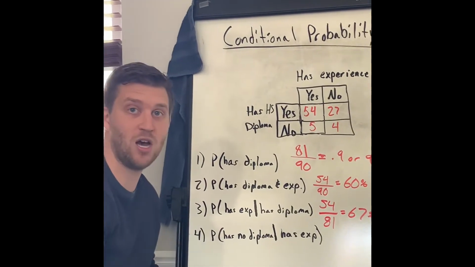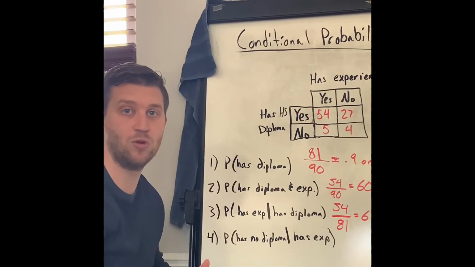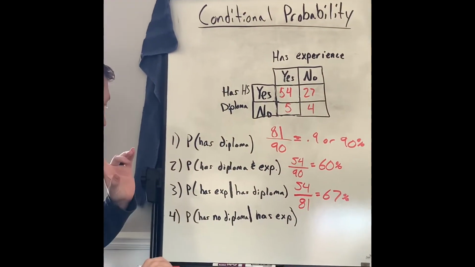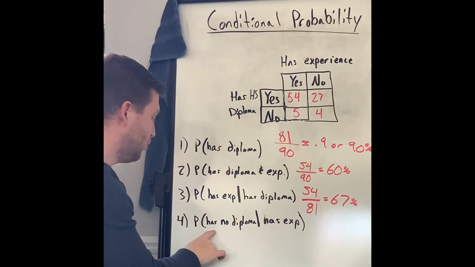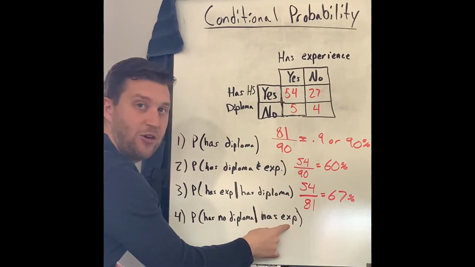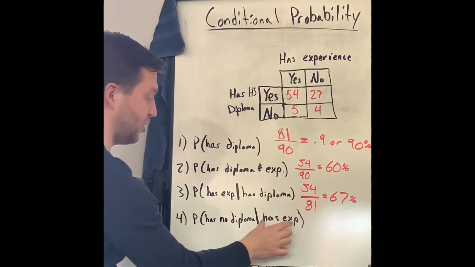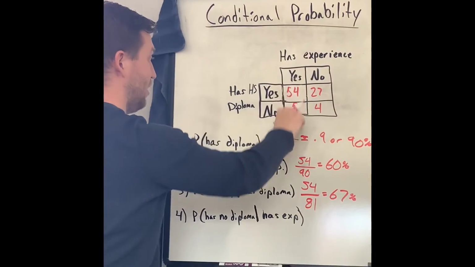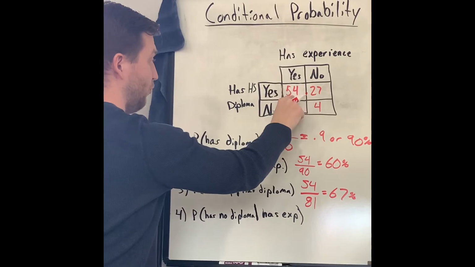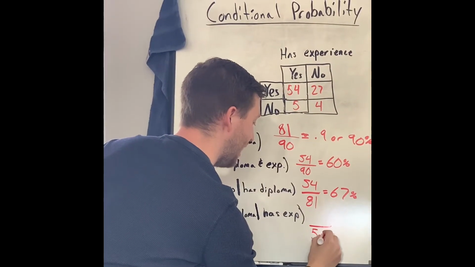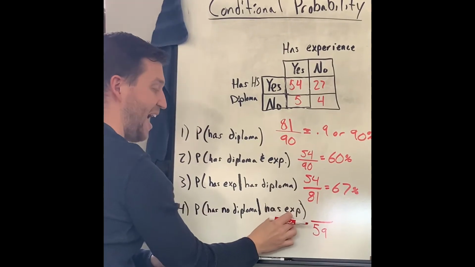Again, if you ever lost, pause the video, go back, rewatch it. It'll be helpful. Last problem is the probability of someone who has no diploma given that they have experience. Okay, so our new total is going to be the people that have experience. So has experience, that would be this column right here. So 54 and 5. So our new total is going to be out of 59. Those are all the people that have experience.